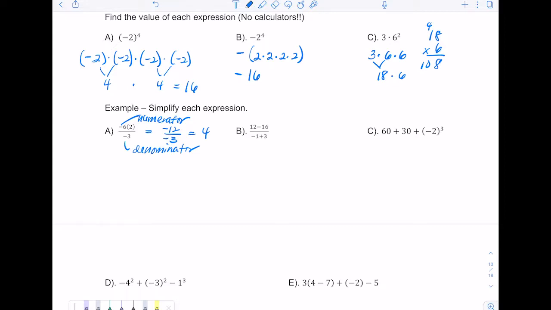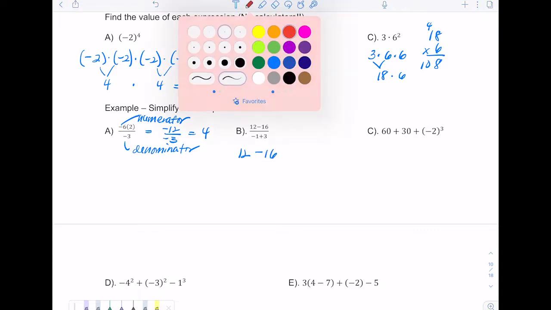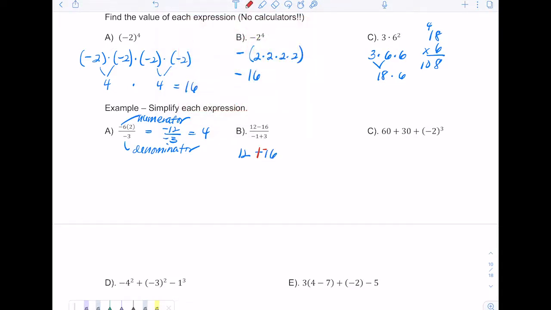In letter B, I'm going to take care of the numerator first. So I've got 12 minus 16. So really what I have is 12, and then remember, we're going to think of it like this. You're going to change the minus to a plus, change the sign of the second number. So really what I have there is 12 plus -16. And then in the denominator, I've got -1 plus 3.